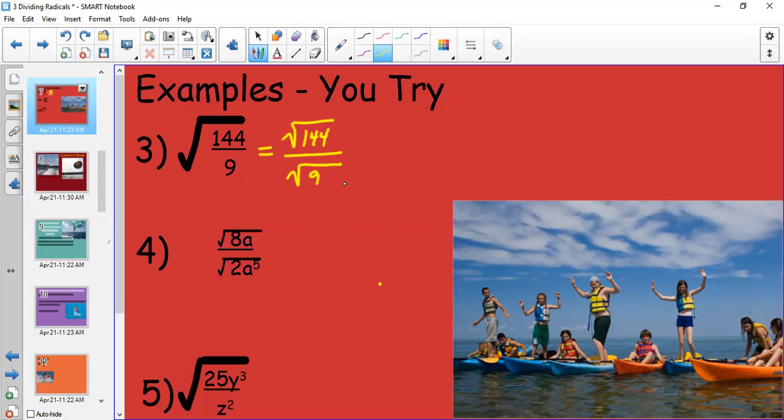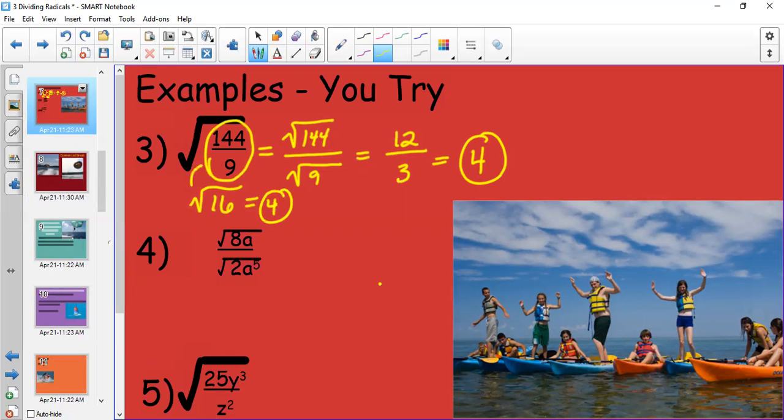So if you split them up and did the square root separately, that would give us a perfect square on top, which is 12, a perfect square on the bottom, which would give us the answer of 3. And then you just can't leave it like that. Always see if you can simplify again in the end. 12 over 3 is 4. Now, if you would have simplified and divided 144 by 9 right away, that would have been 16, and the square root of 16 is 4. So option 1 and option 2, you could have done either way and gotten the answer of 4.